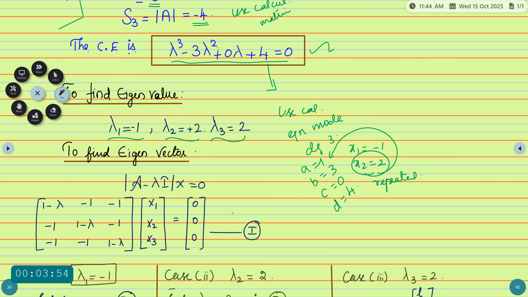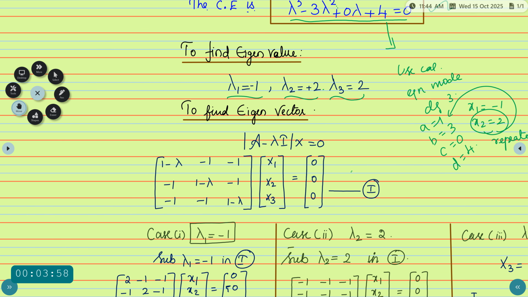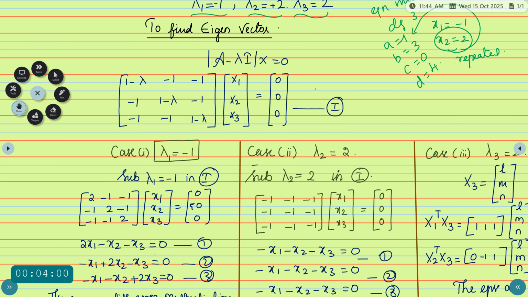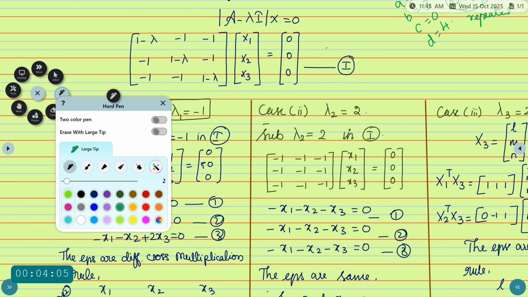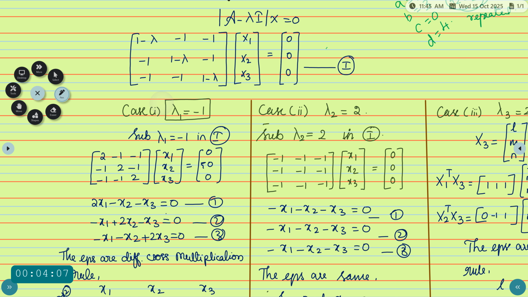Next, we are going to find the eigenvector. For each and every eigenvalue, there is an eigenvector. What is the formula for eigenvector? That is A minus lambda I into X equal to 0. A is the given matrix and you have to subtract lambda in the diagonal elements, and the other elements are the same, times x1, x2, x3 equal to 0, 0, 0.